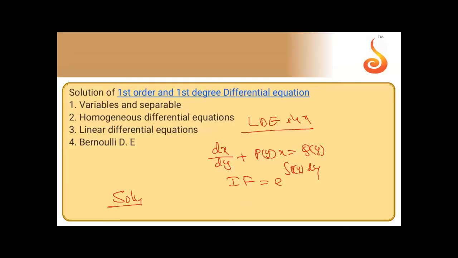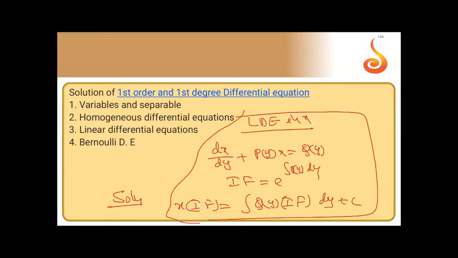The solution is x into IF equal to integral of Q of y into IF into dy plus c, because it is a function in terms of y. The same procedure you can do, but the integrating factor should be e power integral of P of y dy, because for the x component, the multiple of x you can take as P of y. Whatever the multiple is there, that is P of y dy. So these are the ways to solve the LDE in x.